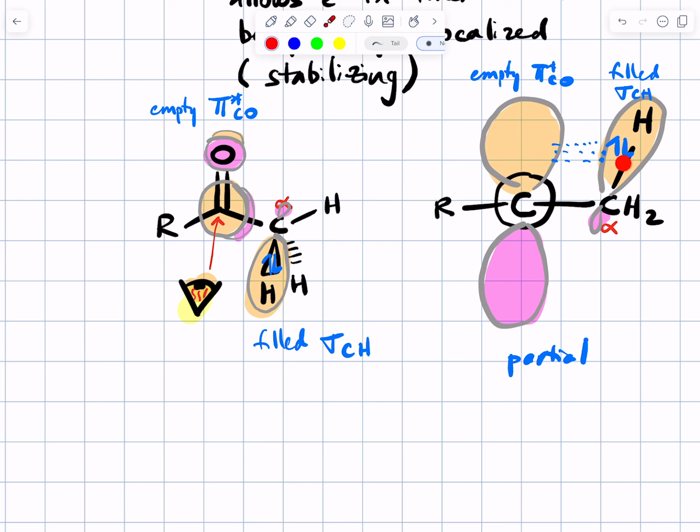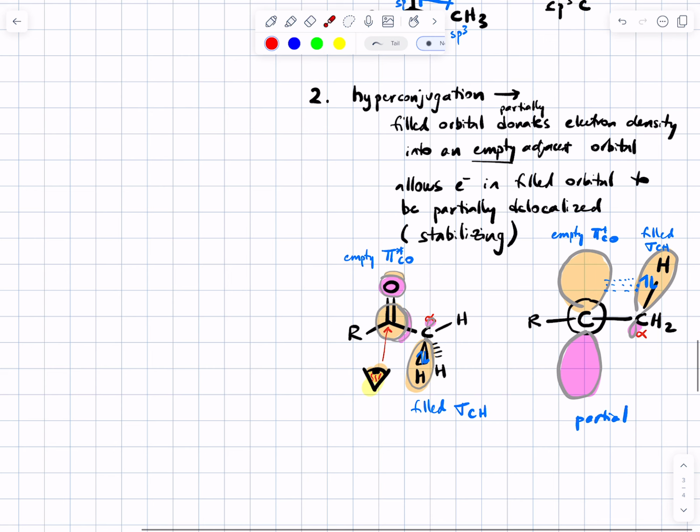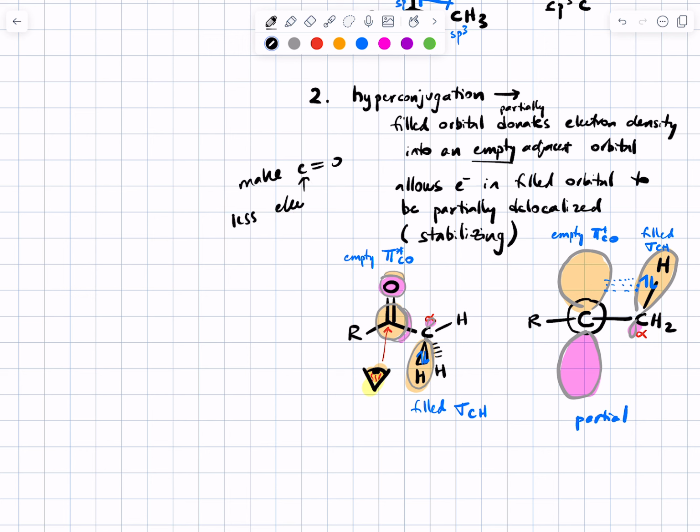So the electrons in this CH bond are leaning a little bit towards the carbonyl carbon. There's a lot of leaning going on in this class. That's what hyperconjugation is, and it has two effects. First, the electrons in this CH bond are going to move a little bit lower in energy because they're spread out more, and delocalization is always stabilizing. Second, because they're leaning towards the carbonyl carbon, hyperconjugation is going to make the carbonyl carbon less electrophilic.